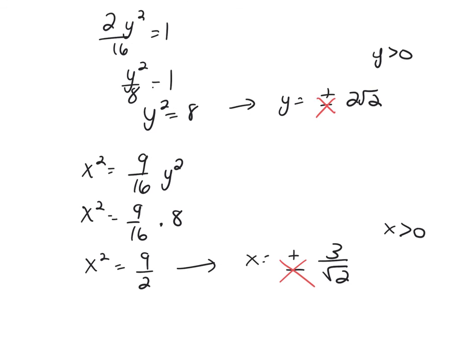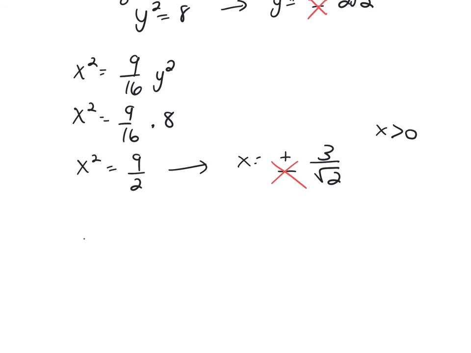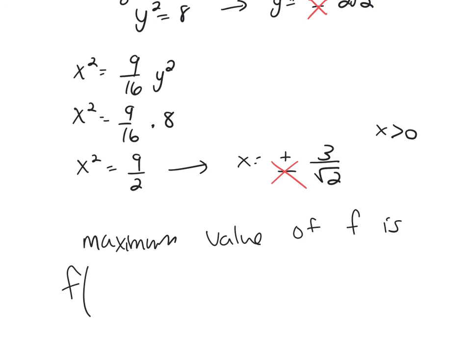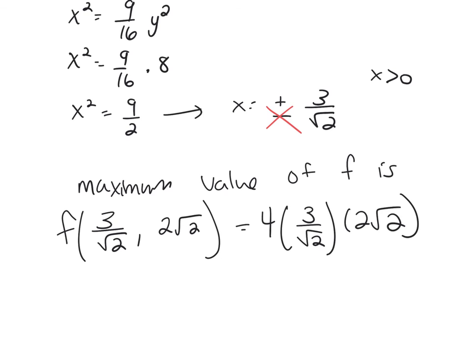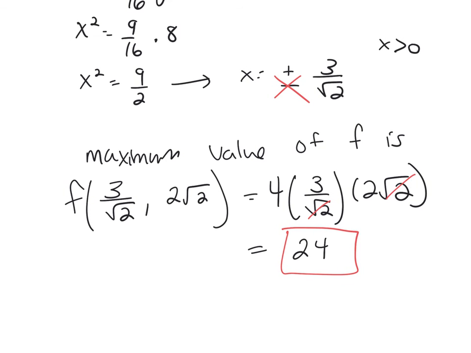So we get that the maximum value of f is f of x was 3 over the square root of 2, y is 2 square roots of 2. So it's 4 times 3 over the square root of 2, times 2 times the square root of 2, and you can cancel these square roots of 2. And so your final answer is 24. And that is the maximum value of our function, subject to our constraint.